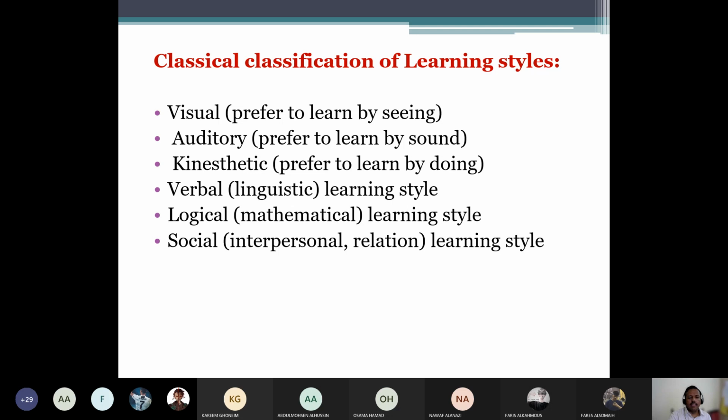So visual learners prefer to learn by seeing. Auditory learners, auditory means through the ears or sound, learn by sound. Kinesthetic learners are practical oriented; they learn by doing. Verbal learners, that is saying, learn by languages. They say something and then they learn. Logical learners try to figure it out. Okay, this is how it is classified.